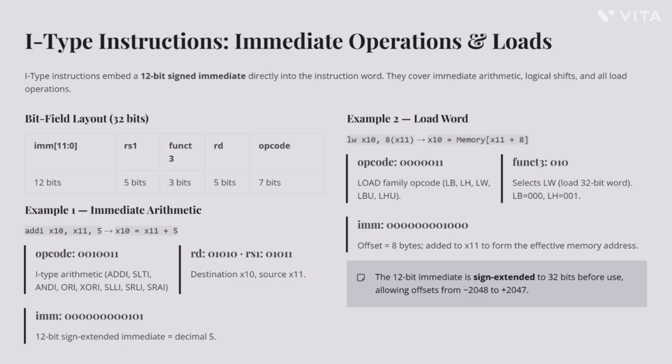So this is basically all about the I-type instructions. We have two types. One is directly adding an immediate value, and the other uses the immediate value as an offset to go to the memory, and then that value is loaded into the register.